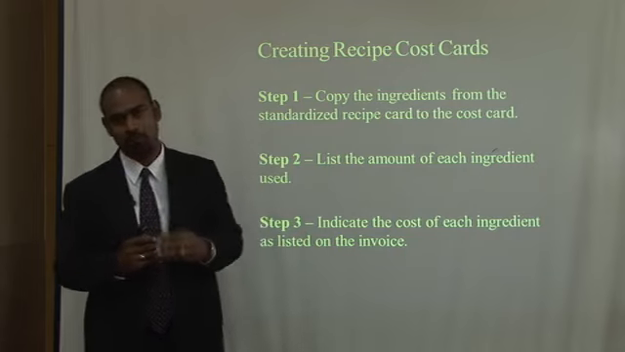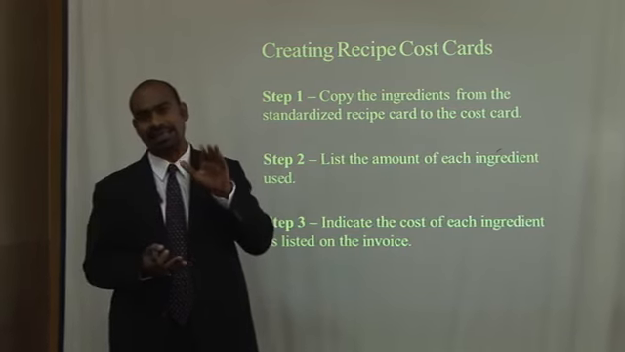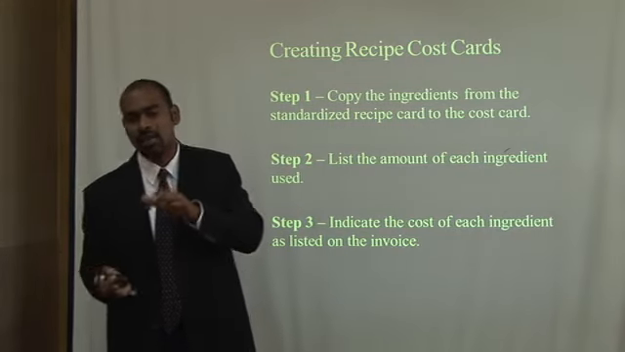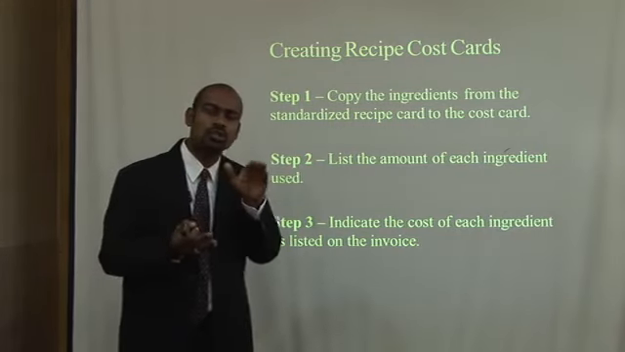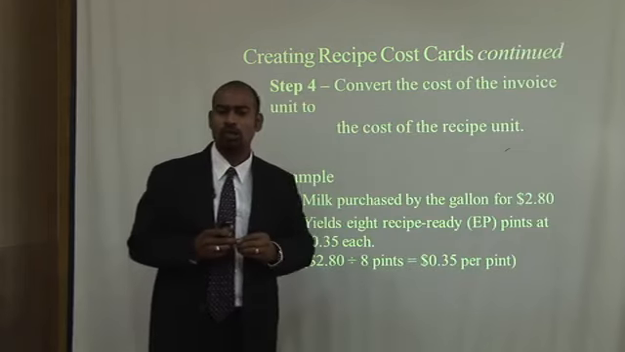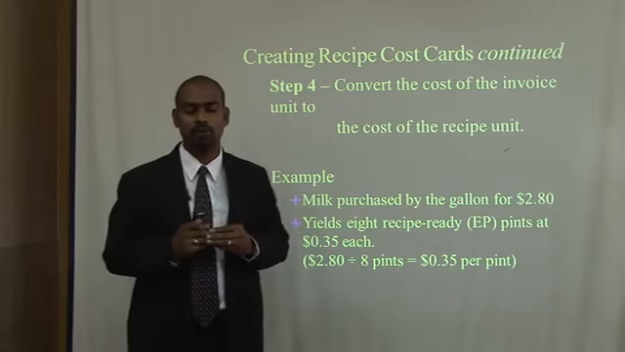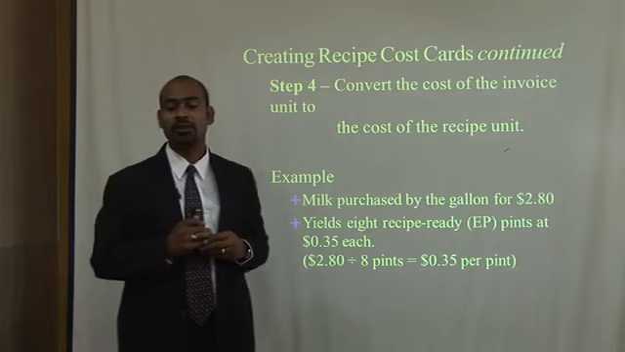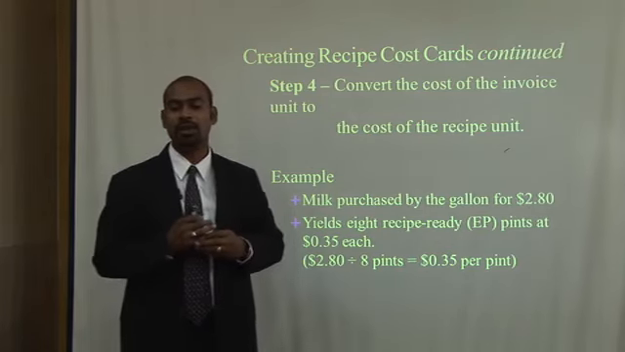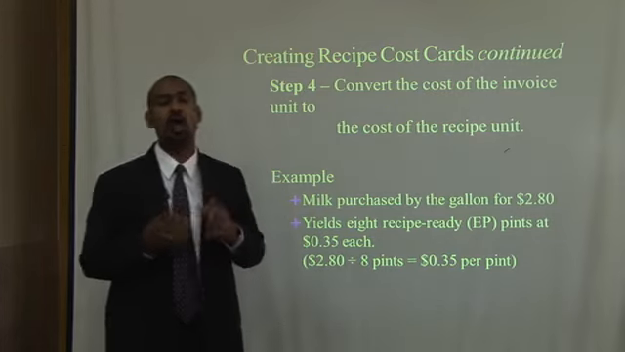Now I come to the point, whatever products you have used as ingredients, there would be a cost involved for those ingredients, right? Now you need to indicate that cost for those products. Step 4, convert the cost of the invoice unit to the cost of the recipe unit. Now I'll come to the point. Milk purchased per gallon is 2.80, yield of 8 recipe pints, so a pint is 0.35. How does it come?